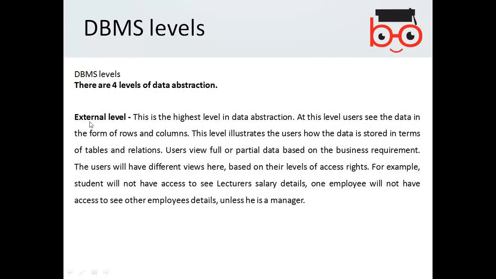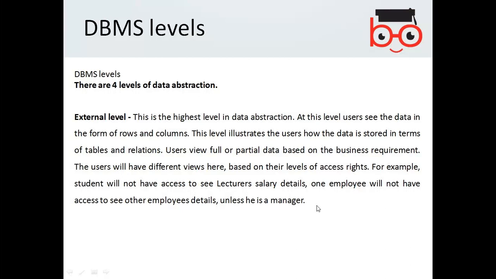For example, the external view is the highest level in data abstraction. At this level, users see the data in the form of rows and columns, and this level illustrates to users how the data is stored in terms of tables and relationships. Users view the full or partial database depending on business requirements. Users will have different views based on their access rights. For example, students will not have access to see the lecturer's salary details. One employee will not have access to see other employees' details unless he is a manager.